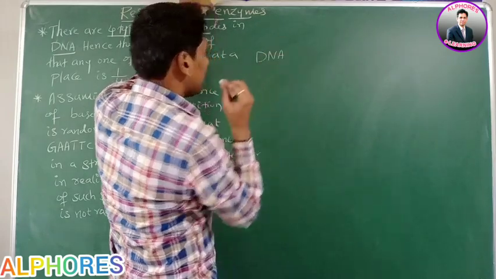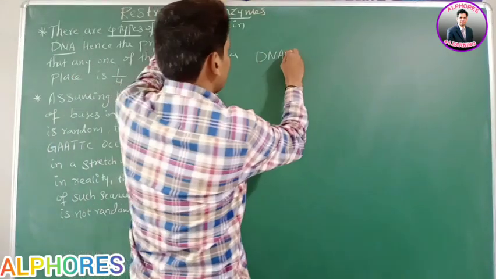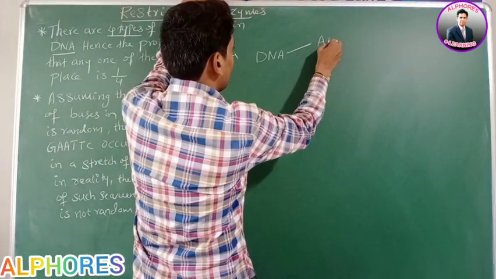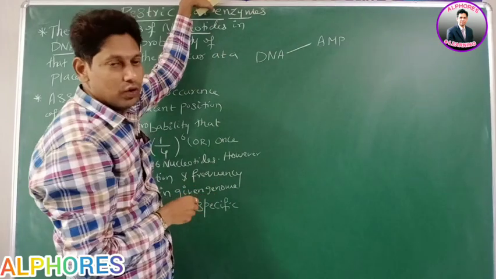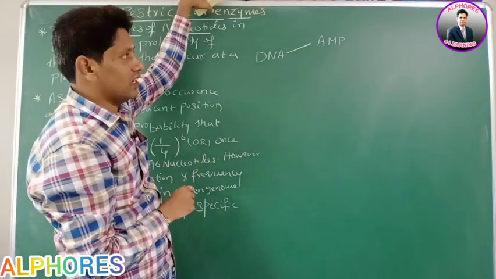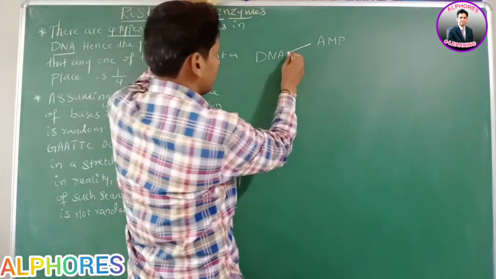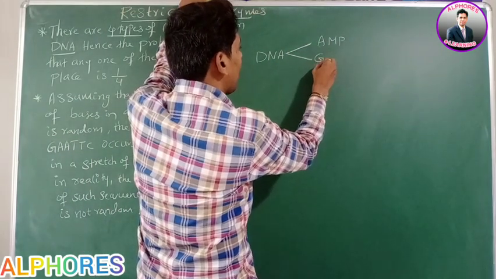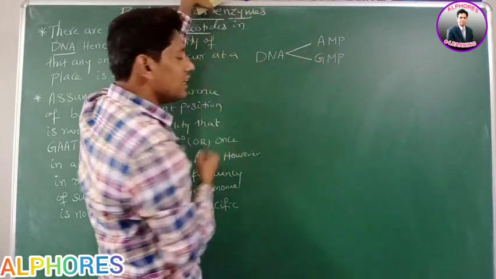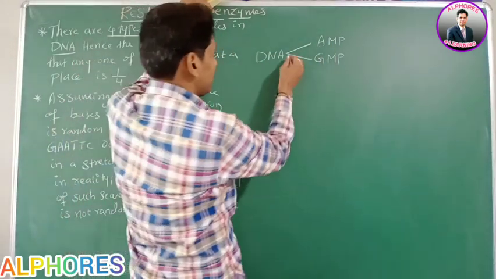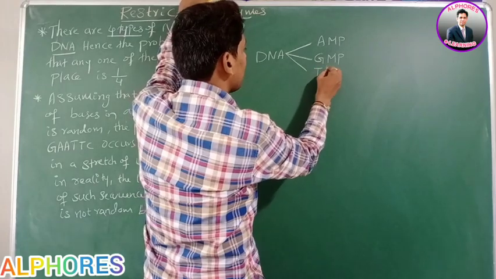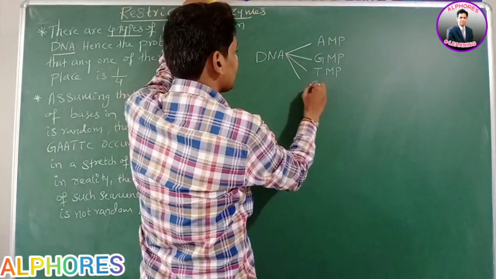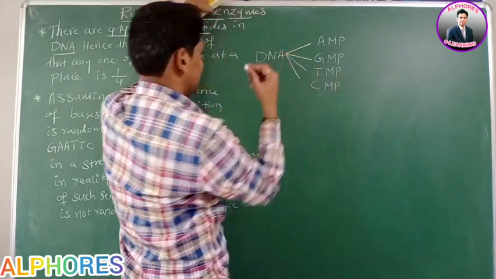DNA contains how many types of nucleotides? 4 types of nucleotides. What are they? Adenosine monophosphate. Strictly speaking, it is deoxyadenosine monophosphate, deoxyguanosine monophosphate, deoxythymidine monophosphate, deoxycytidine monophosphate.